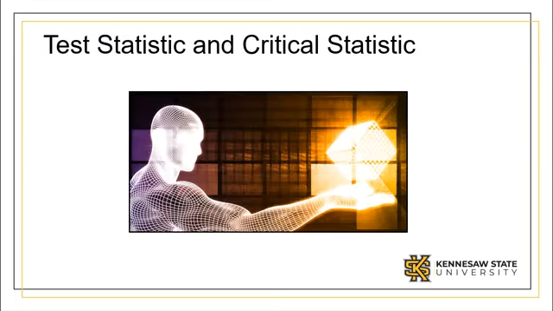The test statistic is calculated from the data. We collect data in the hopes of refuting the null hypothesis, never to affirm it. The critical statistic is derived from the alpha value. This is predetermined based on the organization's attitude toward risk.